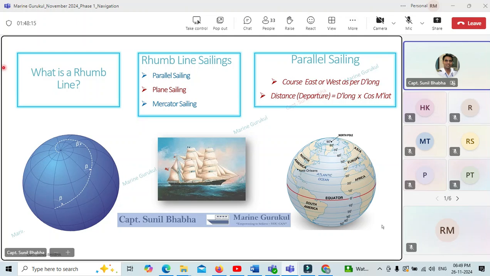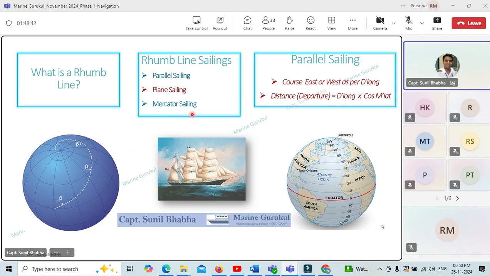Now there are three rhumb-line sailing methods. These are parallel sailing, plain sailing, and Mercator sailing. There are two more sailings in navigation, and those two more sailings are great circle sailing and composite sailing. Great circle sailing and composite sailing involve complicated concepts of spherical trigonometry.